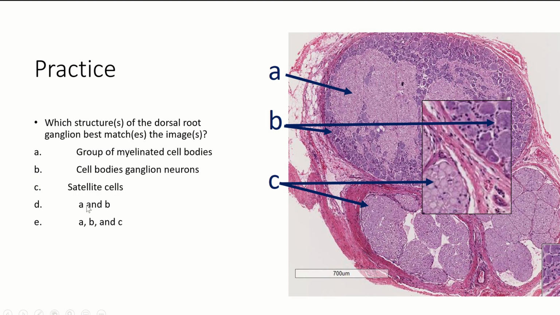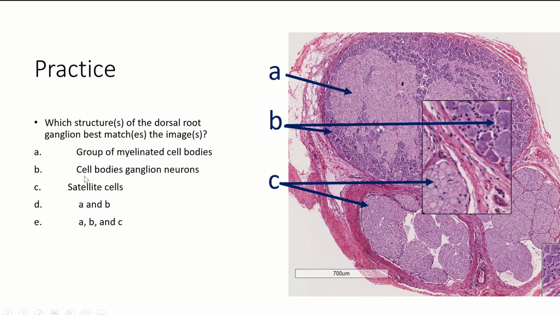Okay, next. So which structures best match the image? And so A, you can see here, it's pointing to a bunch of axons that are myelinated. And so here it says group of myelinated cell bodies. Remember, we never talked about cell bodies being myelinated. That's the axons. So A would be incorrect. Those are not the cell bodies that are myelinated.